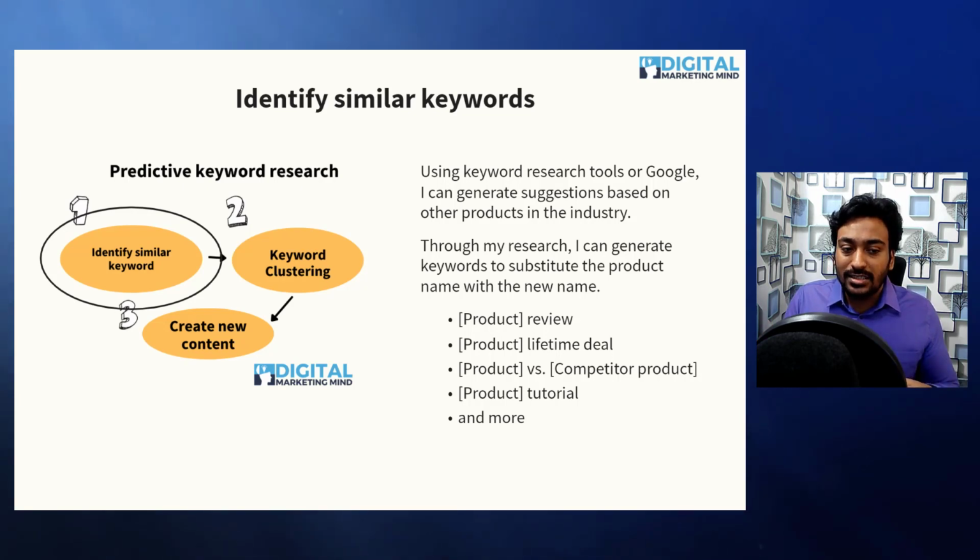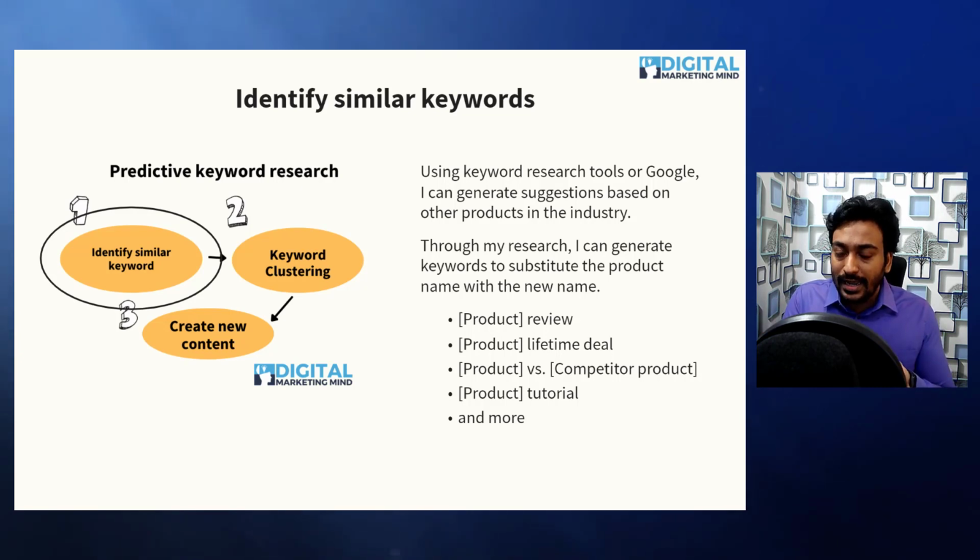Through my research, I can generate keywords to substitute my product name with the new name. For example, if a product launch is happening and I don't have any existing data for that particular keyword, I go into another product which is already existing on the market, do the research for that keyword, and try to find any generic or common terms which could be applied to this keyword as well. Something like product review, product lifetime deal, product versus comparison with another product. It depends on the industry.